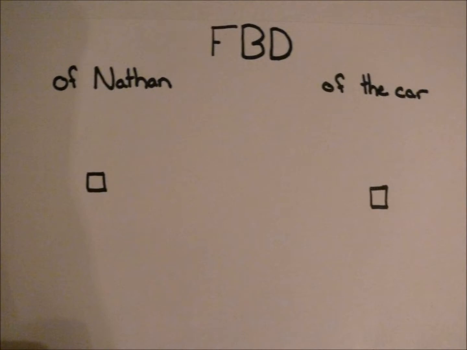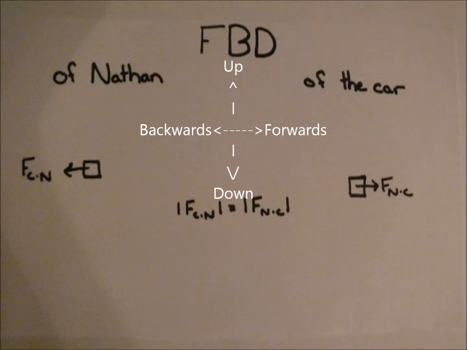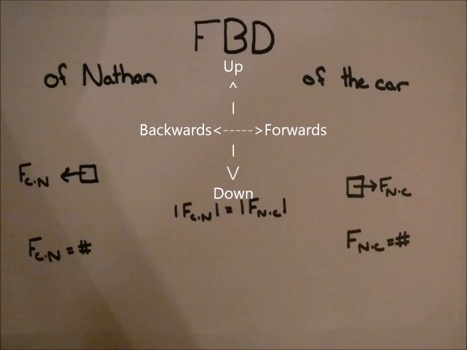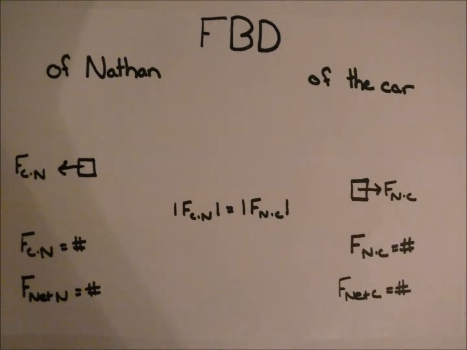This can be further explained by a free body diagram of both the car and Nathan. Since we are assuming a weightless environment, both Nathan and the car have neither a gravitational nor normal force. However, when Nathan exerts a force forward on the car, the car exerts a force equal in magnitude backwards on Nathan. Thus, Nathan experiences a net force of some number backwards and accelerates backwards. The car experiences a net force of some number forwards and thus accelerates forward.